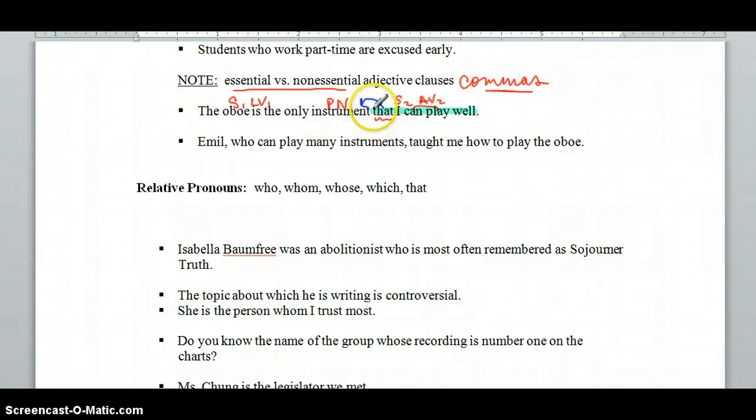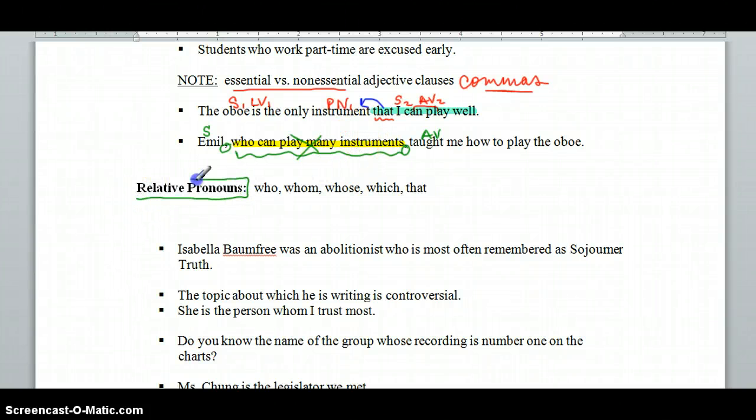We need more information. If you look at this next one, you can see who can play many instruments jumps out as non-essential because of those commas. And what we have is Emil taught me how to play the oboe. And it's just extra information that he can also play many other instruments. If I take that out, Emil taught me how to play the oboe, the spirit of the sentence is intact, and it's just bonus to know that he does play many other instruments.